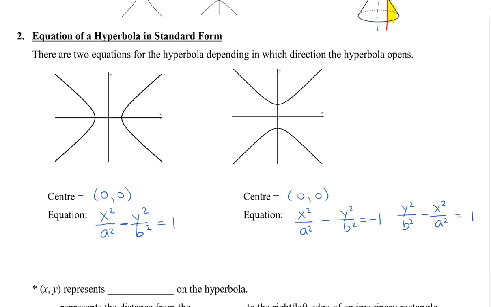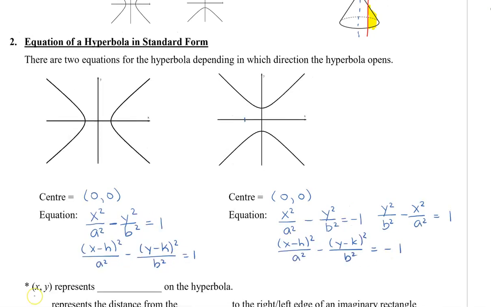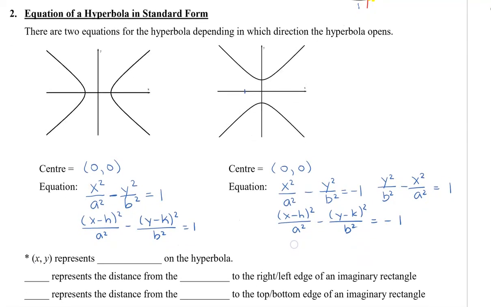Now if we do have a change in the center so that it's not centered at 0, 0, we can also change the equation to x minus h all squared over a squared minus y minus k all squared divided by b squared equals 1. And same thing for this part too, when it opens up and down: x minus h all squared divided by a squared minus y minus k all squared divided by b squared equals -1. Now remember that x, y represents a point on the hyperbola, just like x, y represented a point on the ellipse and also a point on the circle.